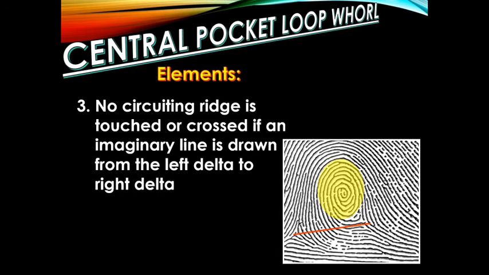On our last element of the central pocket loop whorl, no circuiting ridge is touched or crossed if an imaginary line is drawn from the left delta to the right delta. So if you observe this circuiting ridge or this spiral ridge, when we draw an imaginary line between the left and the right delta, no circuiting ridge is touched or crossed. In this example, under the central pocket loop whorl, you must consider that the circuiting ridge must not be touched or crossed if we draw an imaginary line between the two deltas.